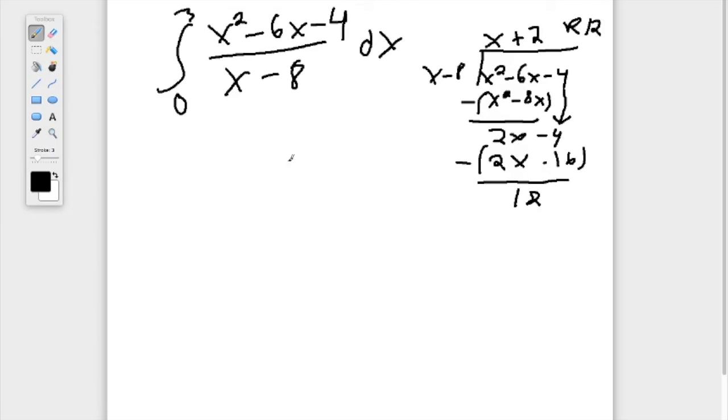So you might be asking, how do you write that? We have a remainder of 12. Does that mean we can't do anything? Well, we can. We could just rewrite it as this. So we have the integral from 0 to 3 of x plus 2, and then since we have a remainder of 12, you add 12 over the denominator. You basically divide it by the denominator.